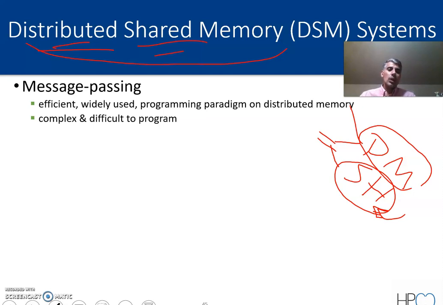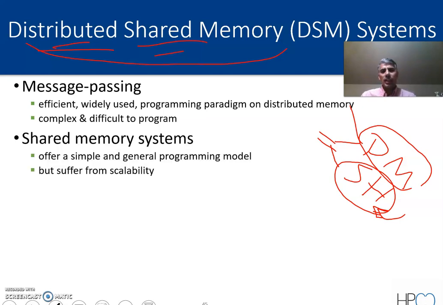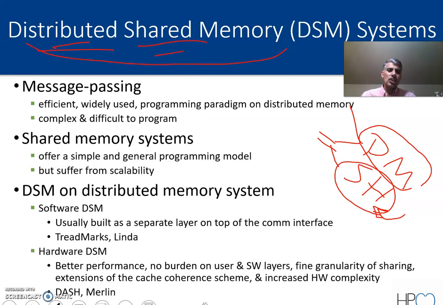All right, so let me see what is left for message passing. Efficient, widely used programming paradigm in distributed memory. Okay, here it is talking about this distributed shared memory. There have been some efforts on that, but to the best of my knowledge, we do not have any product that can be used in production. It's more like research; it never came to practice in a serious way.